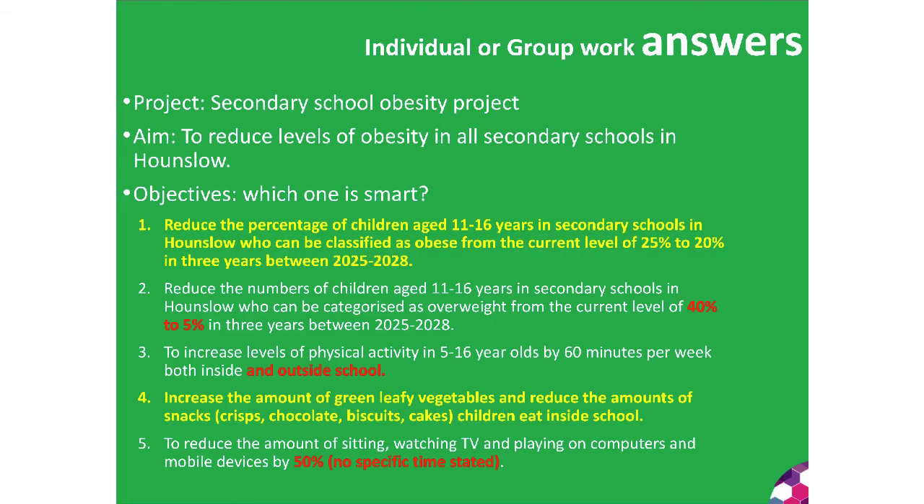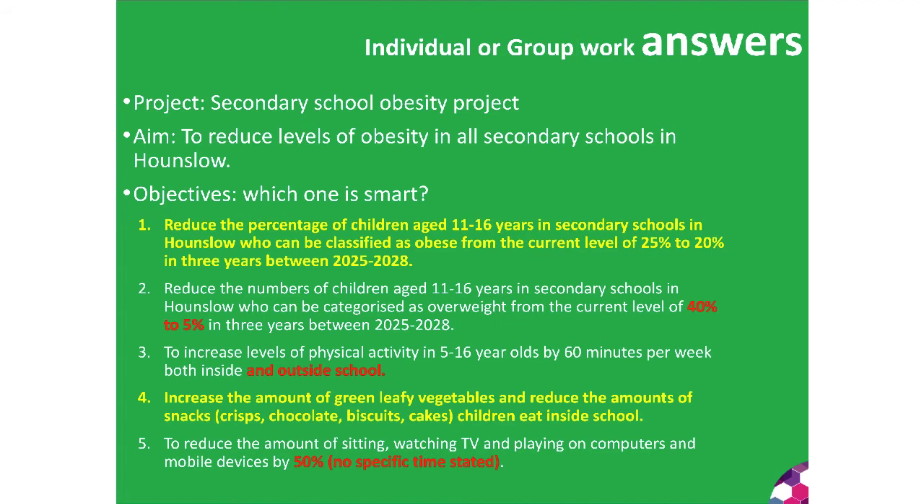So let's look at these objectives. We can see that the first objective is very precise and it seems realistic. We've got a very specific age group, 11 to 16-year-olds. We're looking at obese children and we're trying to reduce levels of obesity from 25% to 20%, so a 5% reduction in 3 years. And that seems a reasonable objective.